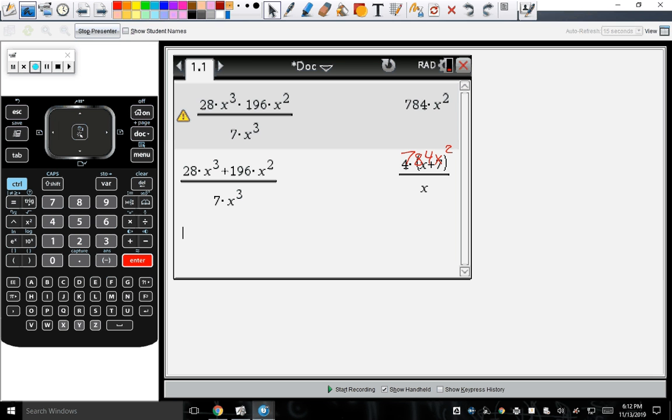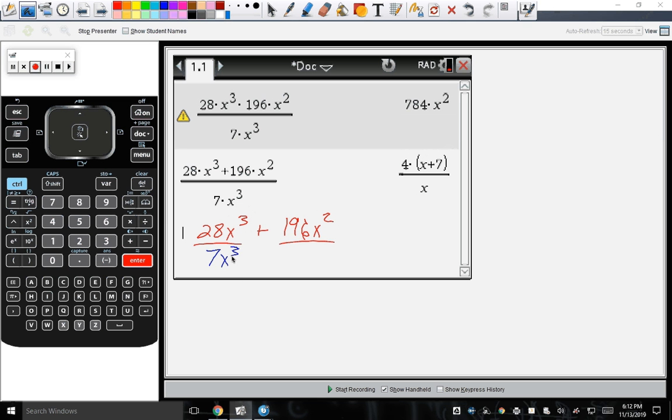Okay, but the way they want this simplified is going to be the following. When you have one term in the denominator, you can do this right here. You can break these up into two terms, into two fractions, that is. So I have this and that.